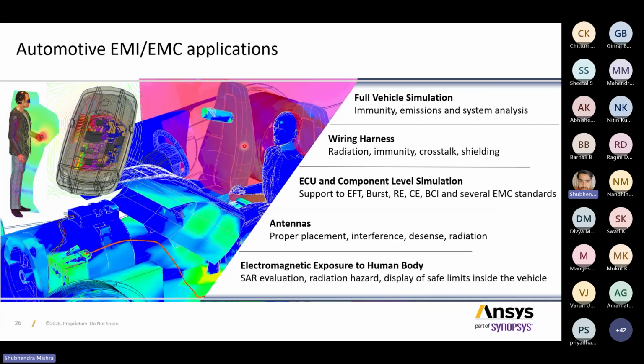Now, when I talk about the human body, for example, when I'm using a mobile, how the radiation coming from that device affects my body, and how much emission our body can absorb, those types of SAR analysis we can also perform with the help of HFSS.